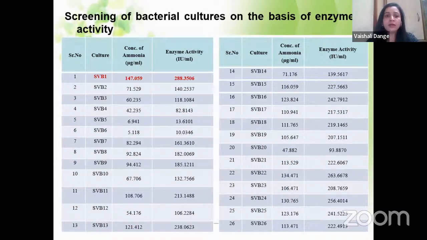Next, this is the activity that I did during my research. These are the bacterial isolates showing enzyme activity. I screened 26 bacterial isolates, and from that I chose only one, the best L-asparaginase producer. Here you can see it gives the highest enzyme activity as compared to the other bacterial isolates.